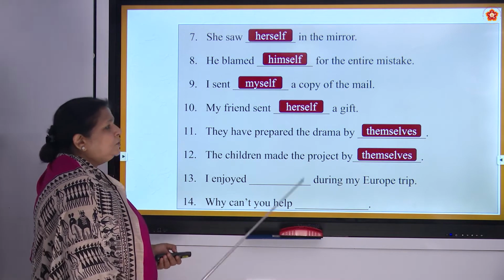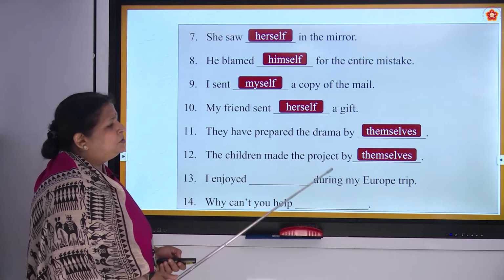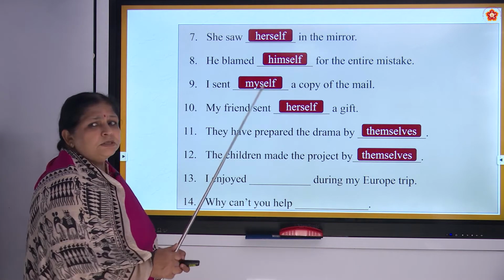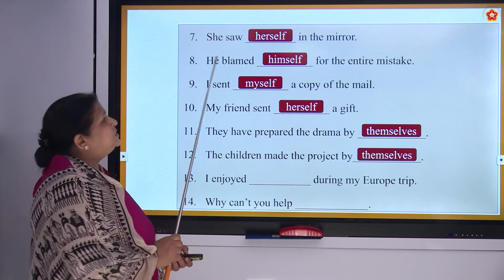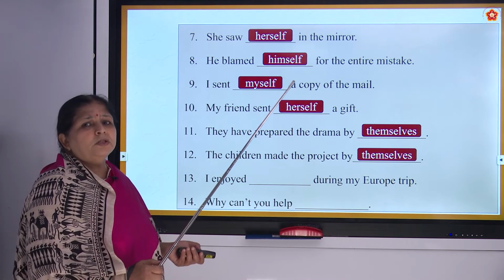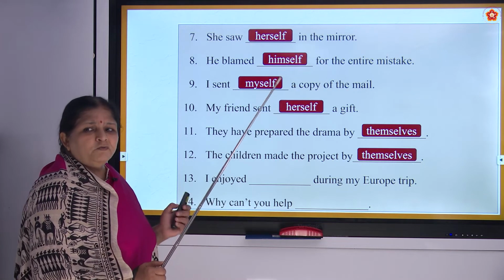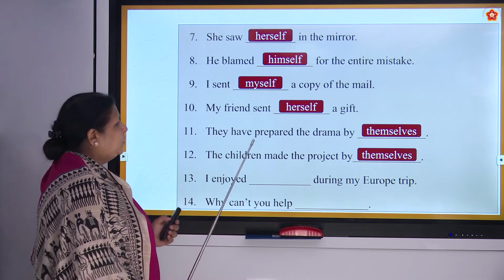Now here you remember, in all these words, if the self word is removed, then the sentence is complete. She saw in the mirror. What is wrong in that, right? It is a correct full simple sentence. Okay.